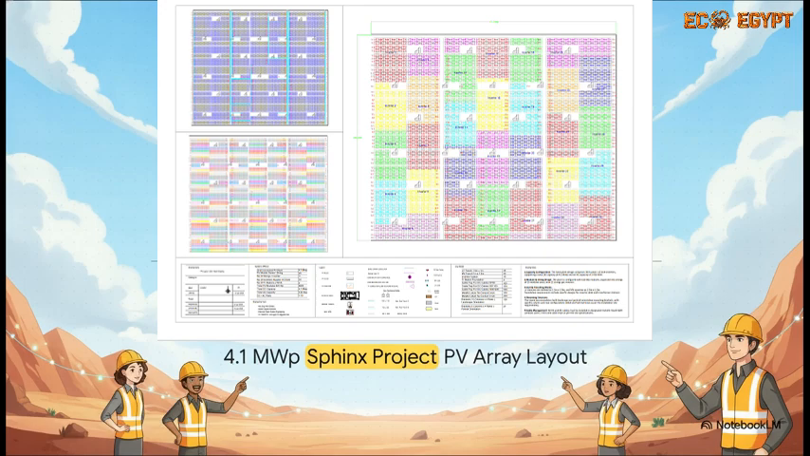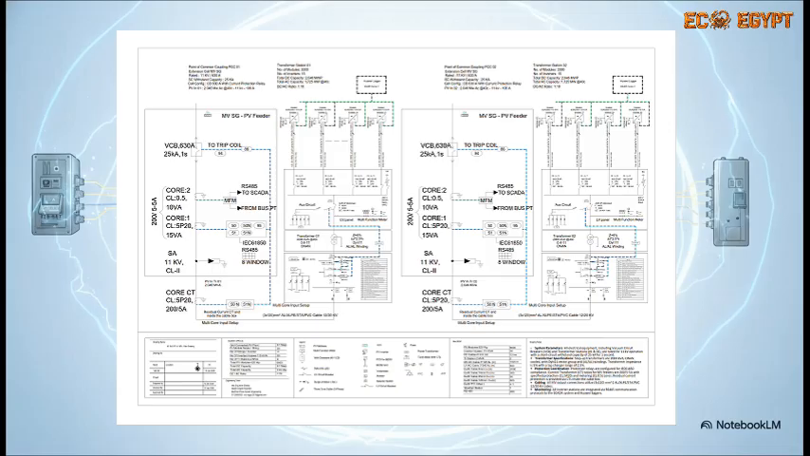It perfectly accounts for row spacing so one row doesn't cast a shadow on the next during the low winter sun, and it strategically places those transformer stations to keep the length and the cost of those expensive DC cables to an absolute minimum. And right behind that physical layout is the plant's electrical nervous system, beautifully mapped out here in the single line diagram, or SLD.